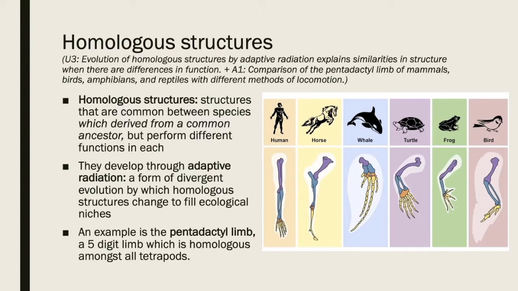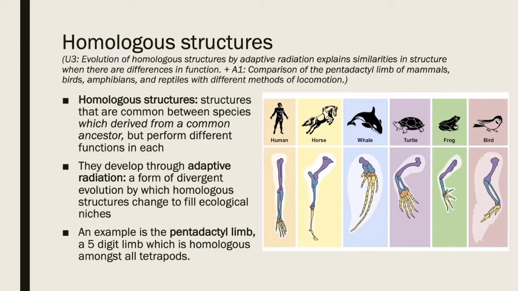Now let's look at homologous structures. Homologous structures are something which the IB really puts emphasis on, and you need to know about the pentadactyl limb that I will discuss in this slide. So what are homologous structures? Homologous structures are structures that are common between species which were derived from a common ancestor. However, they perform different functions in each of these species.